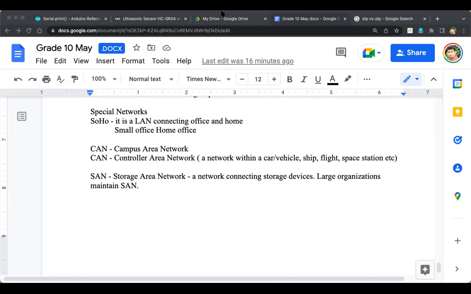STP, right? Yeah. Because it has a shield, 2 by 2.